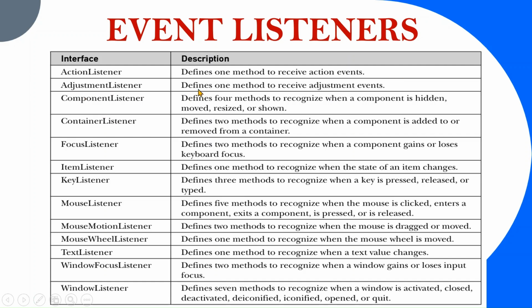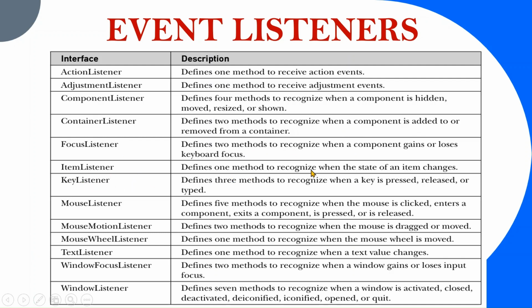Adjustment listener defines one method to receive adjustment events. That is, the adjustment value changed method is available. Component listener defines four abstract methods to recognize when a component is hidden, moved, resized, and shown. Like component hidden, component moved, component resized, and component shown are the methods. Then container listener has two methods for adding and removing a component. We have component added and component removed methods. Focus listener defines two methods to recognize when the component gains or loses keyboard focus. We have focus gained and focus lost methods.